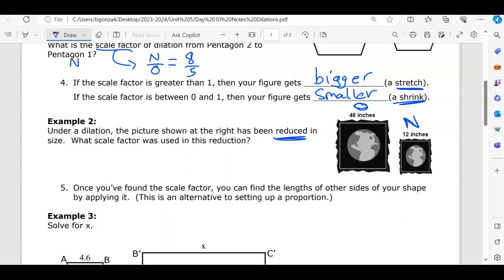Okay, so what's the scale factor? Scale factor is N over O. What do y'all think it's going to be? What over what?